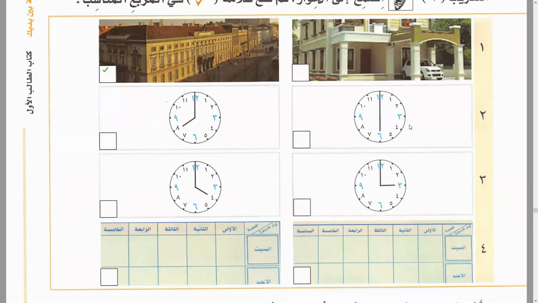Number 2. When does the school day start? It starts at 8. When does it start? 8 o'clock. Where's 8 o'clock? This one. Again, this one. It starts at 8.